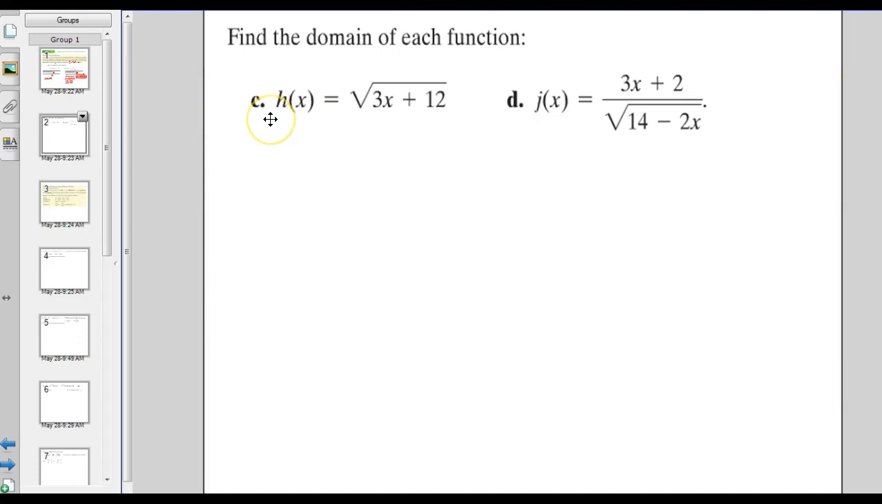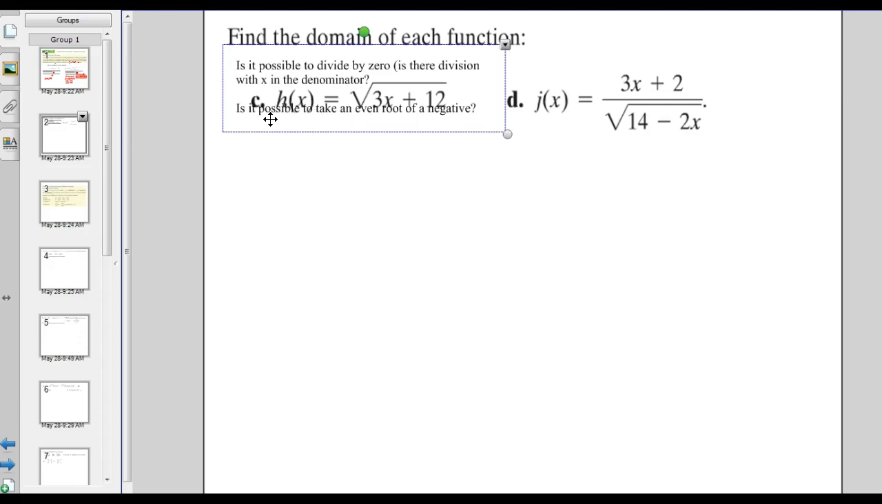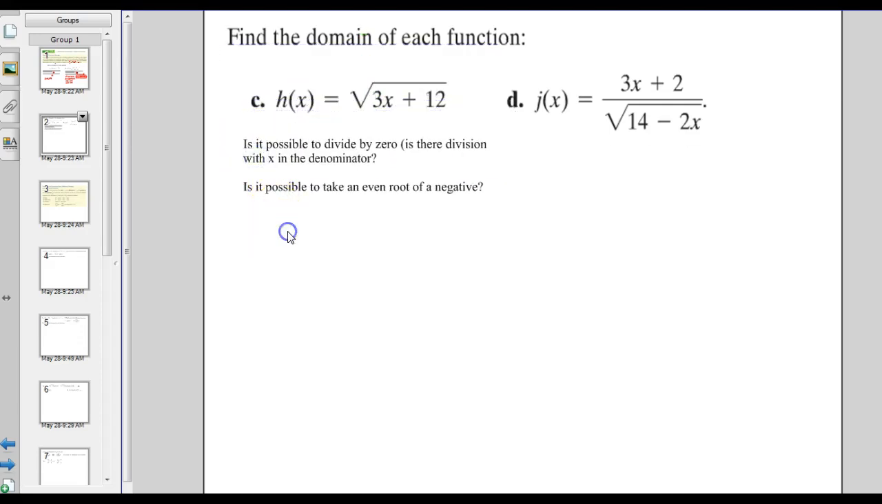Now in these next two examples, we have some square root symbols. So we do have that possibility of an even root of a negative. For C here, h of x equals the square root, is it possible to divide by 0? There's no division, so it's not possible to divide by 0. Is it possible to take the even root of a negative? Yes, now it is. Because you cannot take the square root of a negative, there is no such thing in the real numbers as the square root of any negative number, because you can't square a number and get a negative number.